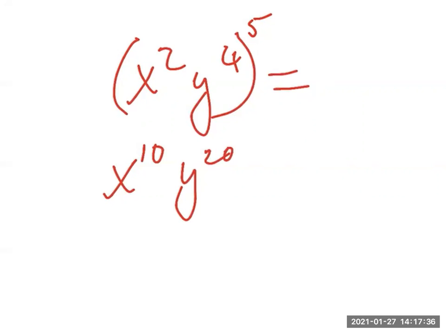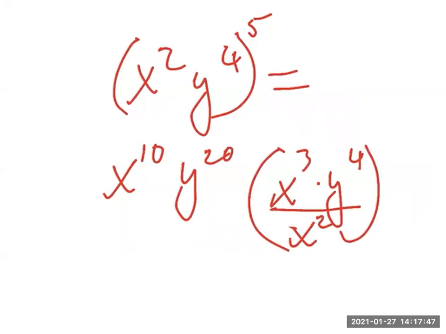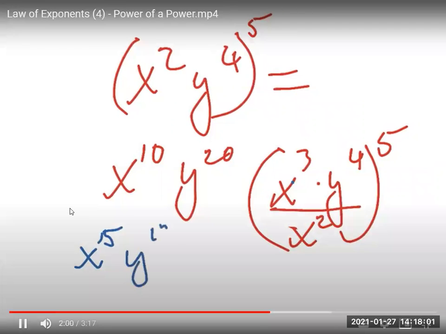Okay? Same with division. If we just did division, you can go x to the third times y to the fourth over x squared, all to the fifth power. And you can either do them one at a time, like x to the third to the fifth power, and you can say that's x to the 15th, y to the 12th, over x to the 10th. And you end up canceling your x's here.